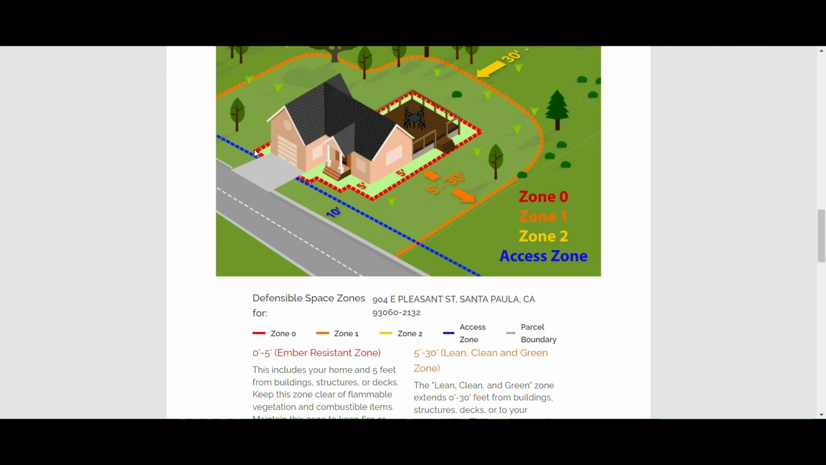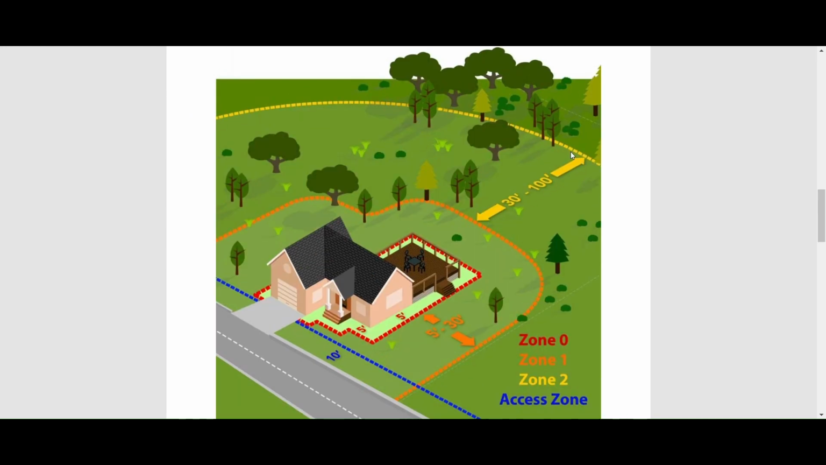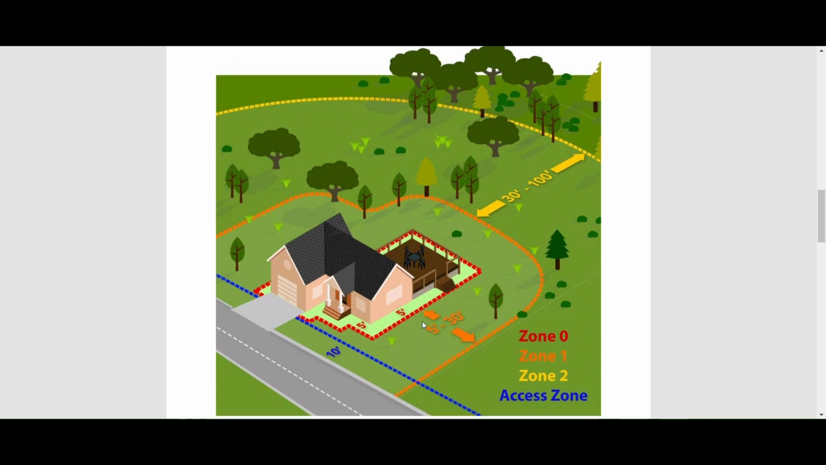So Zone 0 is that 0 to 5 foot perimeter around your home. Zone 1 is 5 feet out to 30 feet around the structure itself. And then Zone 2 is 30 to 100 foot outside of the structure. Of course, if you have neighbors within these areas, then your responsibility only goes up to the property line. But if you have open space, then you are also responsible for up to 100 foot outside of your structure.